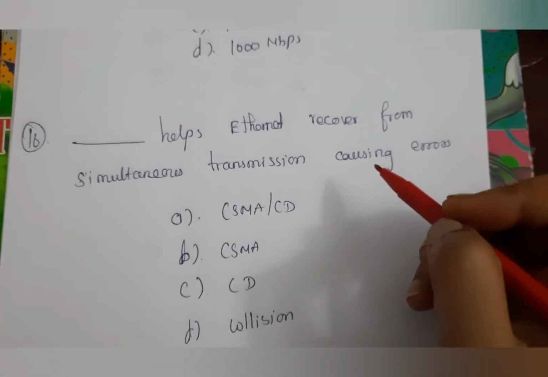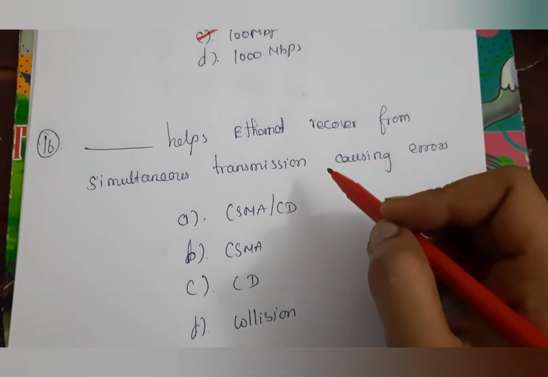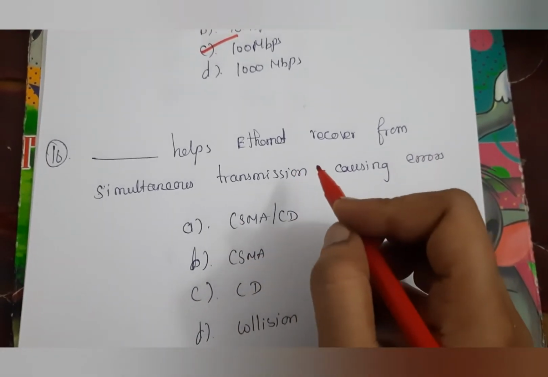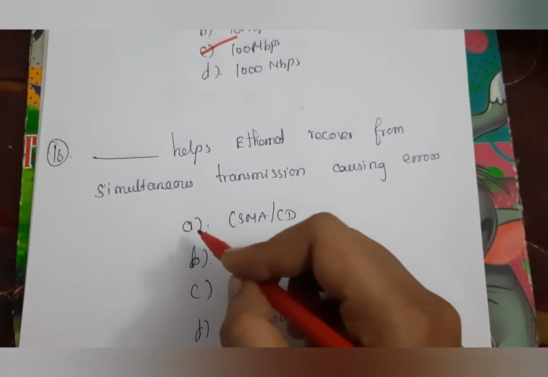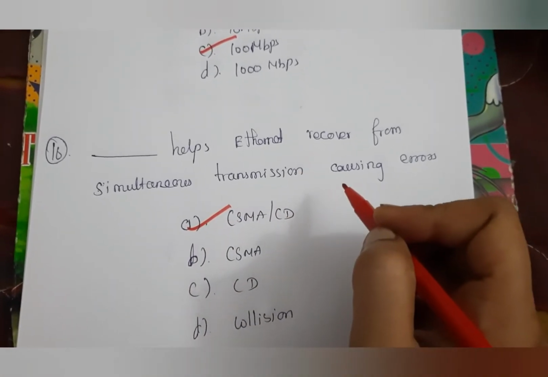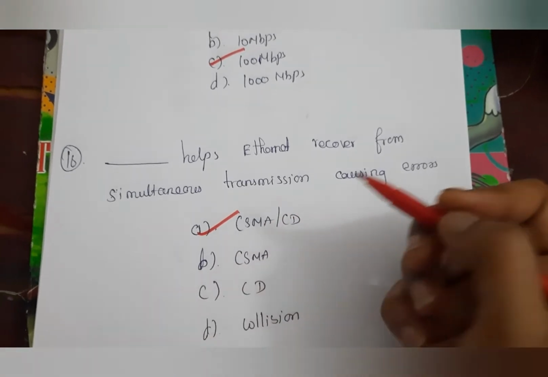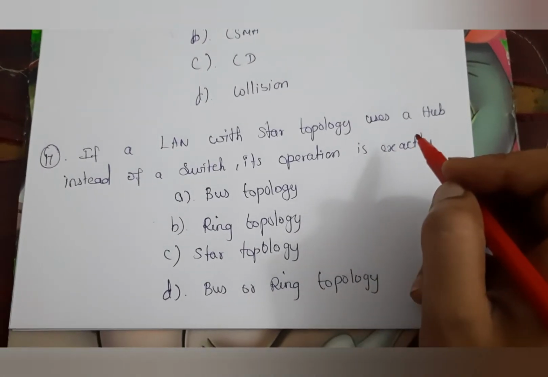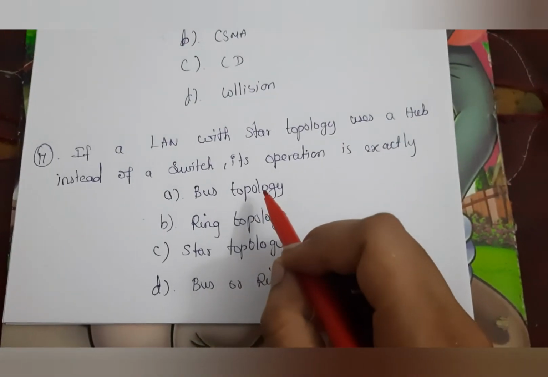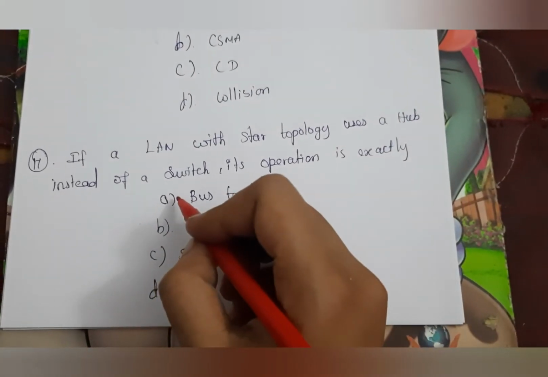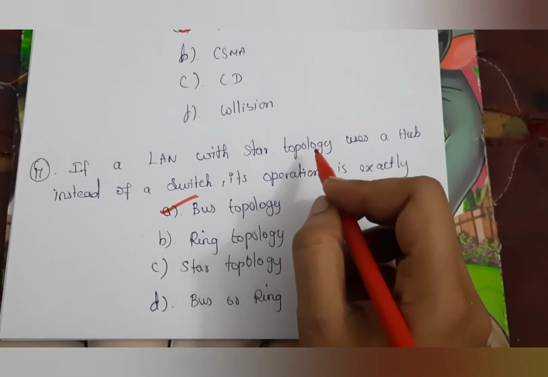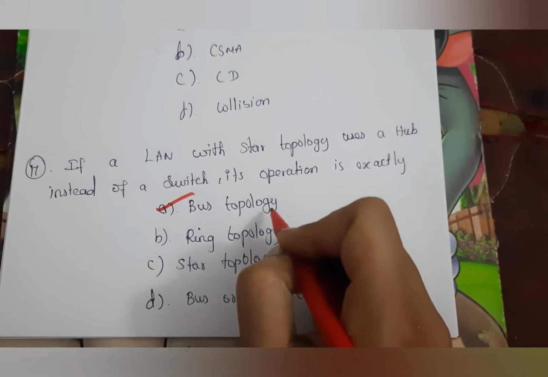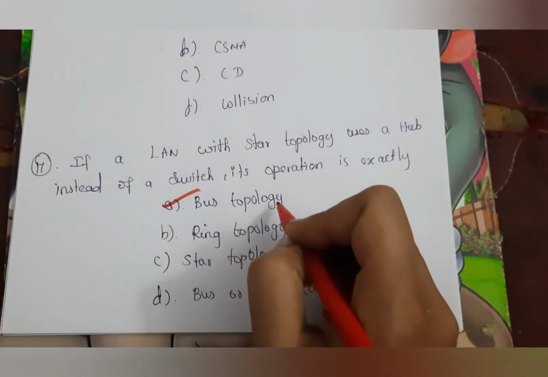Next question, CSMA CD helps Ethernet recover from simultaneous transmission causing error. CSMA CD is the access method of Ethernet, and because of that we can reduce the number of collisions. So here the answer is A. Next one, if a LAN with star topology uses a hub instead of a switch, it operates exactly like a bus topology. So here the answer is A.